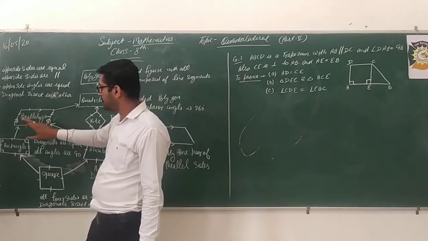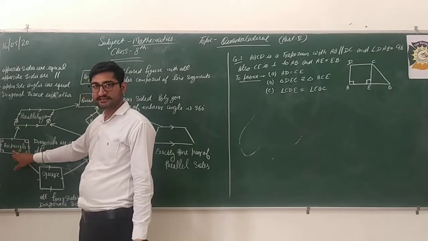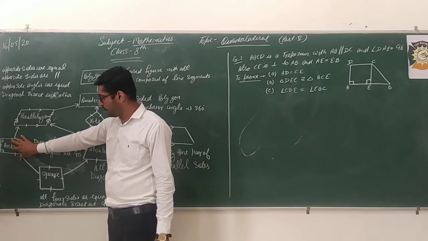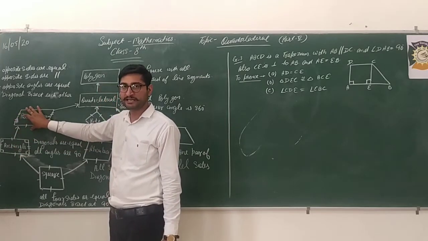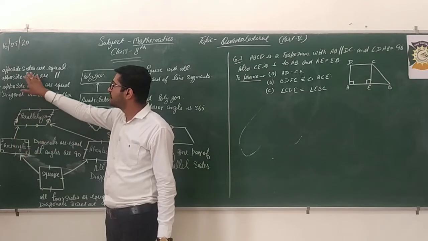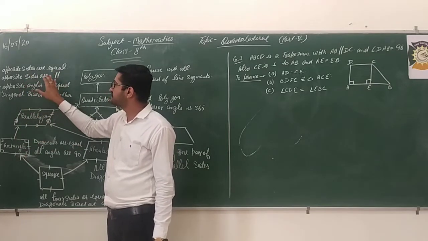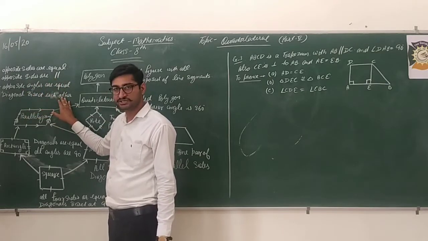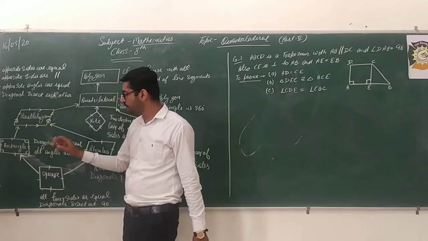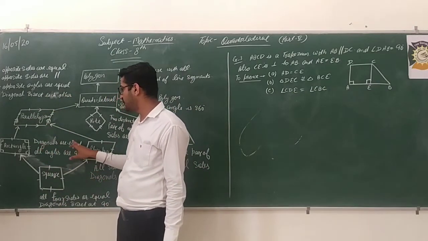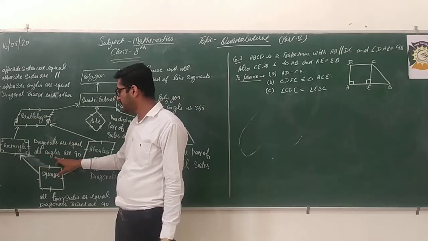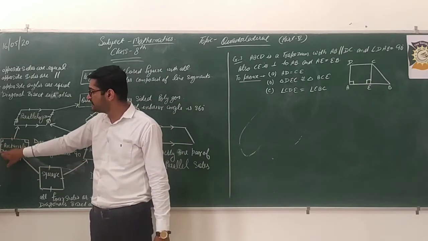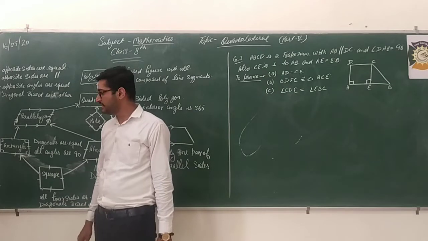Here, after the parallelogram, you can see rectangle is there, and this arrow shows that it holds the properties of the parallelogram. It means in a rectangle, opposite sides are equal, opposite sides are parallel, opposite angles are equal, diagonals bisect each other, but along with this, two more properties are there, that the diagonals are equal and all angles are of 90 degree. All angles means these four angles, each angle is of 90 degree.